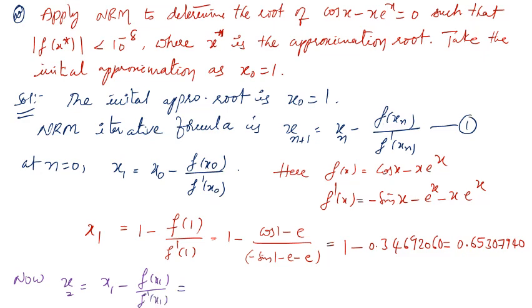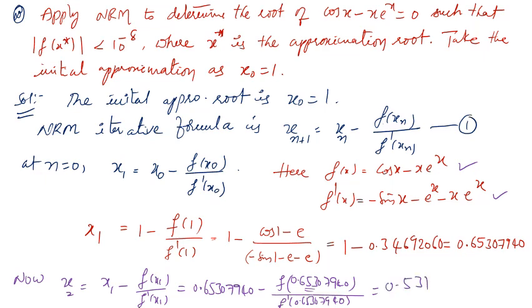What is x1 now? The x1 value is 0.65307940. So x2 is 0.65307940 minus f of 0.65307940 by f dash of 0.65307940. After substituting this value in place of x in the functions f of x and f dash x and completing the calculation, the value of x2 is 0.53134337.